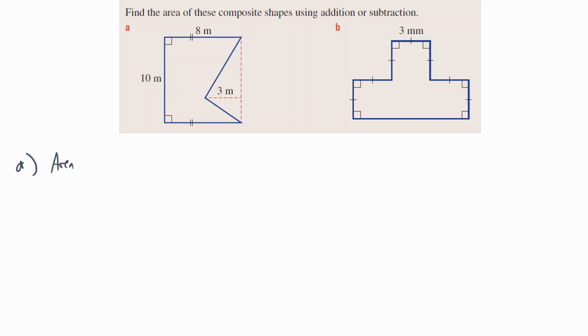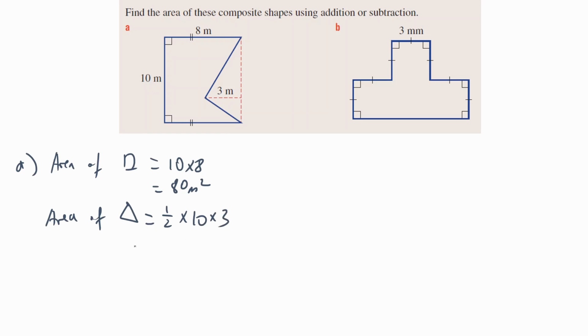So area of rectangle would be 10 times 8, so 80 meters squared. Area of triangle is going to equal base is that one, so that's same as that, so that's 10. It's half times 10 times height, which is 3. That will give me a value of 15 meters squared. So our total area is going to equal 80 minus 15. That will give you a value of 65 meters squared. Give yourself a tick if you got that one correct.